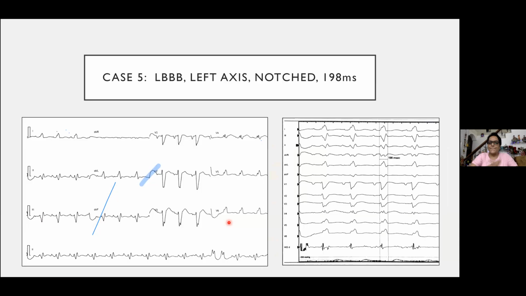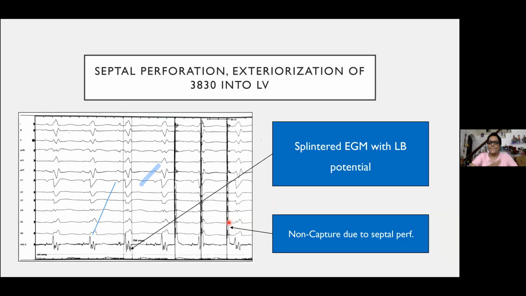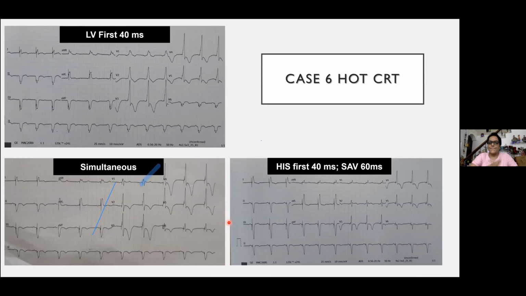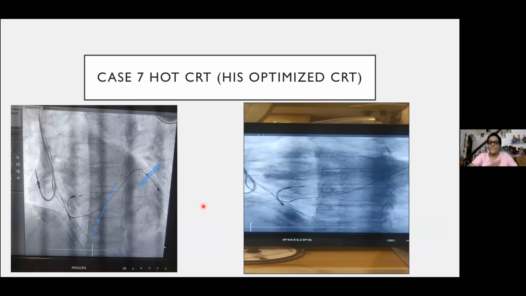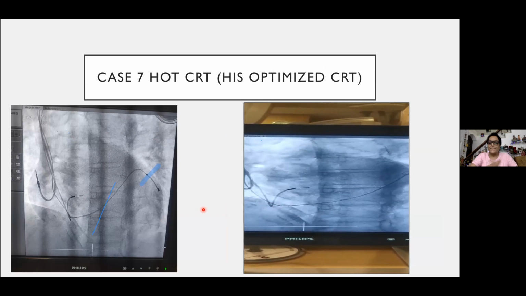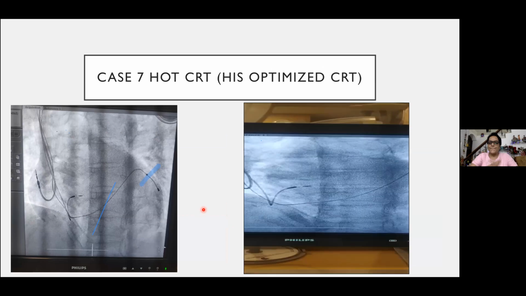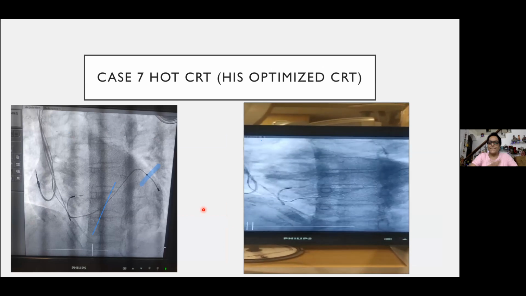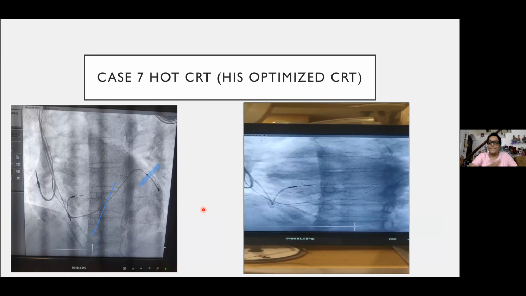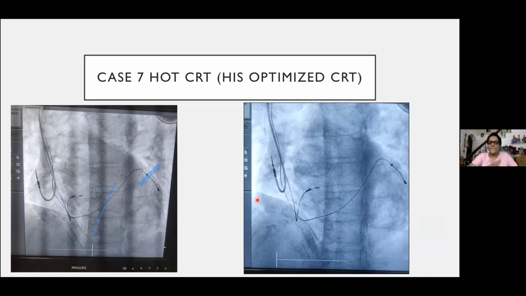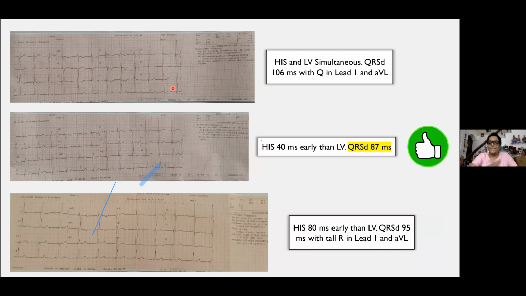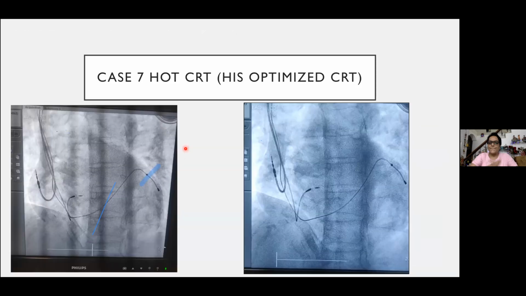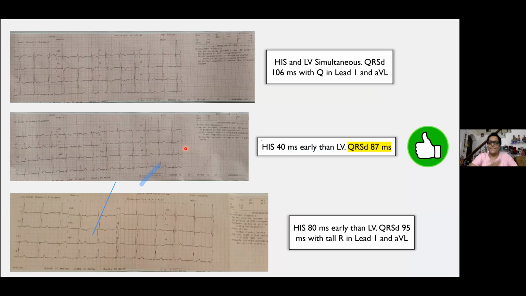I have other cases also, but I will not go into these. We have done roughly 10 cases. Just the last case I want to show you. This is my initial case, my first attempt at LOT CRT, which I tried after reading Dr. Vijay Raman's paper, and I realized the futility of this. There's no point putting an LV lead in this case, because even without an LV lead, the QRS is 106 milliseconds. If you put an LV lead, you get a QRS of 90 or 100 milliseconds. You don't gain much. So now we are not putting an LV lead in such cases. We just put a dual chamber pacemaker.